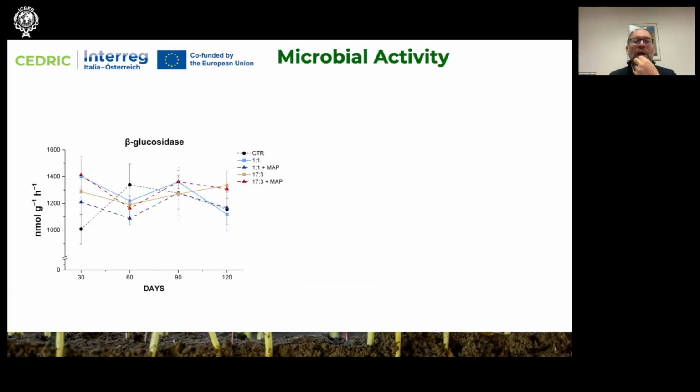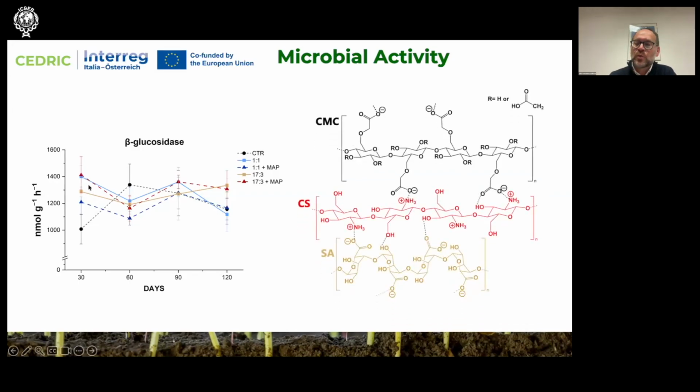So another important aspect that we investigated was the microbial activity. We investigated the different enzymatic activities, and what we found was that it was stimulated. So we improved the nitrogen and the phosphorus availability. We improved the microbial biomass, and with these films we also stimulated the microbial activity. Indeed, we found a nice increase of beta-glucosidase after 30 days. Beta-glucosidase is very important because it contributes to breaking the bonds between the molecules that compose our films, both in the carboxymethyl cellulose, but also in the chitosan.